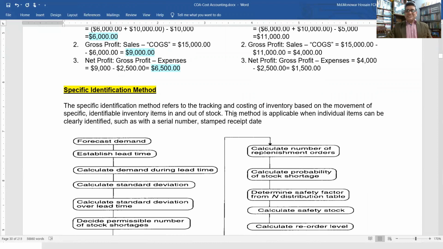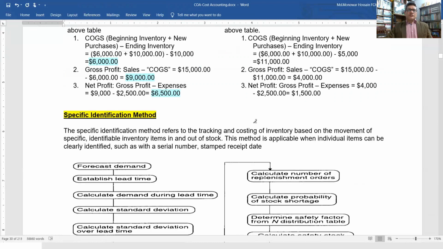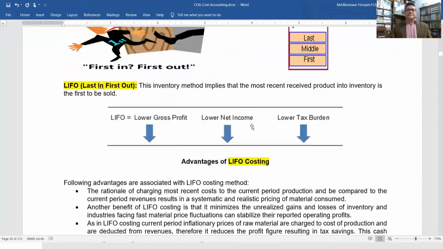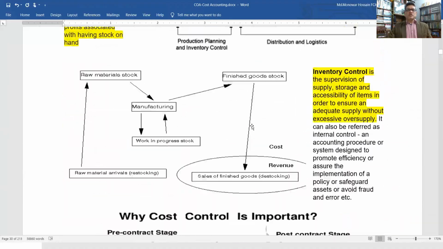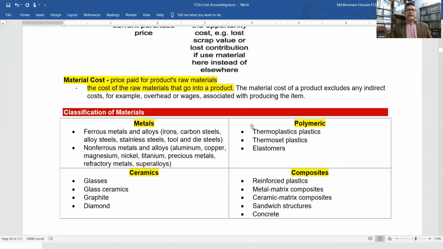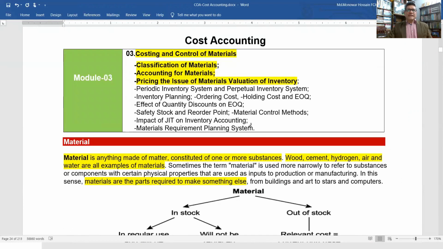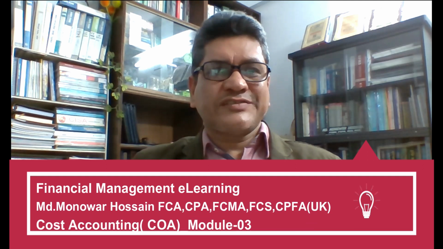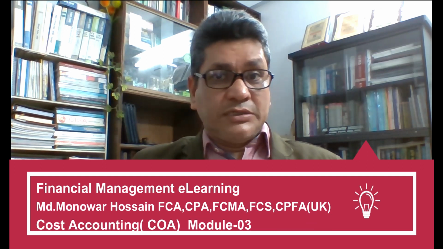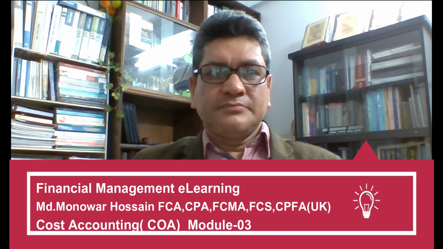operating machine or operation. So today we're going to close my lecture, and today we learned classification of materials, accounting for materials, pricing the issue of materials, and valuation of inventory. Hopefully we'll meet soon, and we'll come with the next module, module 4 of cost accounting, within 7 days. So take care.